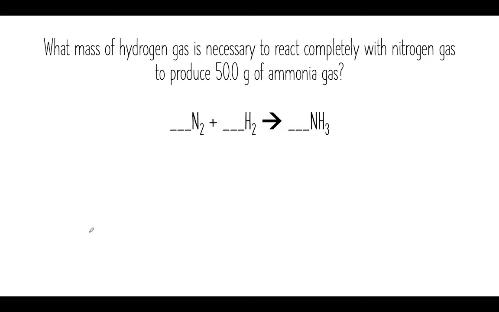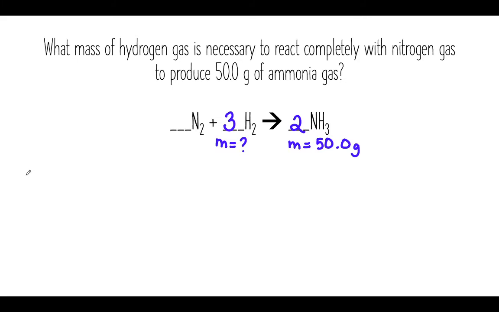As I mentioned earlier, you have to balance this reaction. And when I balance it, I would have the coefficient 3 in front of H2 and 2 in front of NH3. Now, what I like to do is always write down below either the reactant or products what I'm given. I'm going to write down the values just so that I have a better understanding of what the question is asking me to do. So I'm told that the mass of ammonia is 50.0 grams, and they're asking me to find the mass of H2.